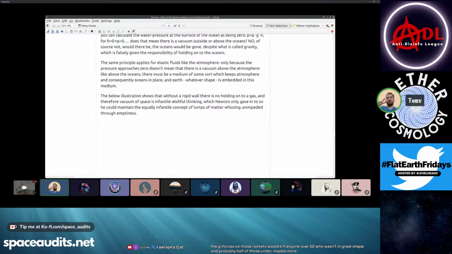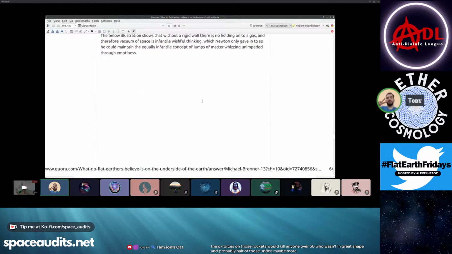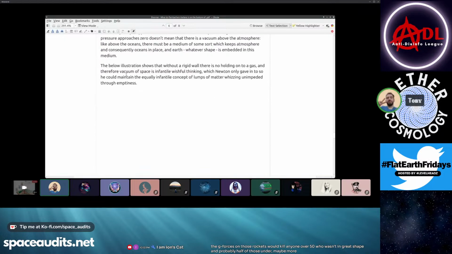The below illustration shows that without a rigid wall, there is no holding on to a gas, and therefore the vacuum of space is infantile wishful thinking, which Newton only gave in to so he could maintain the equally infantile concept of lumps of matter whizzing unimpeded through emptiness.